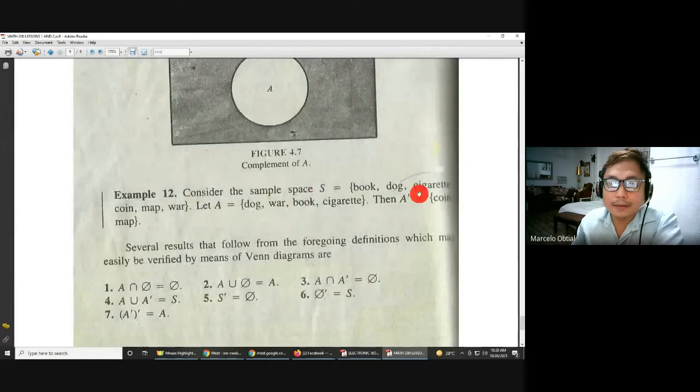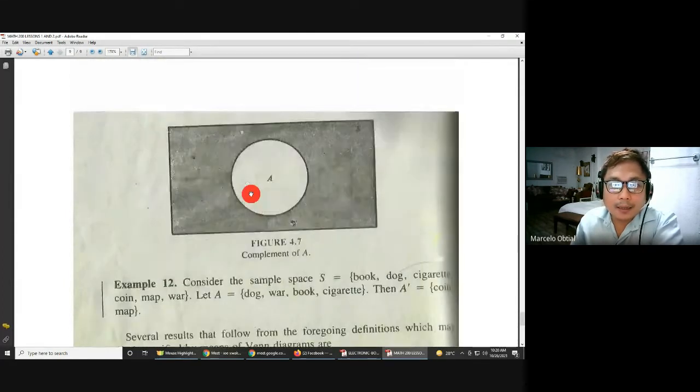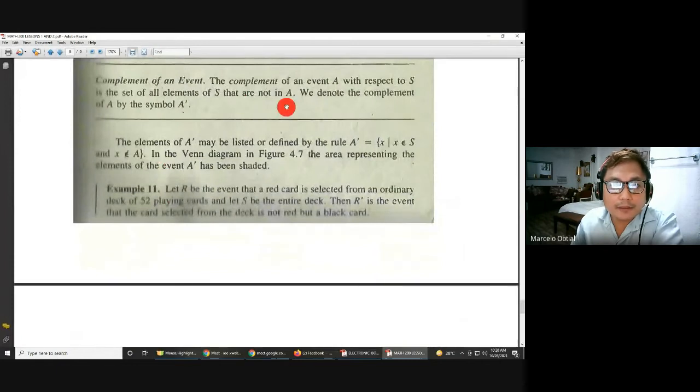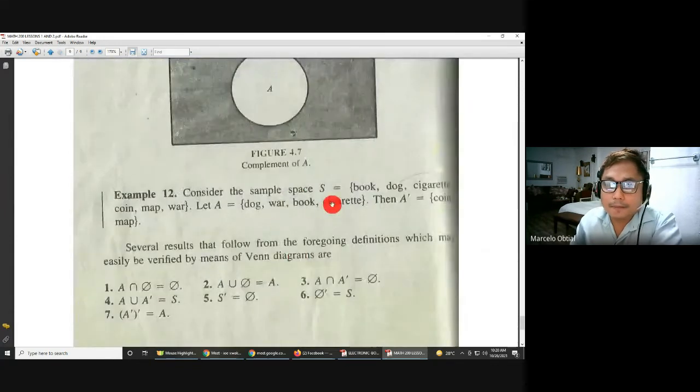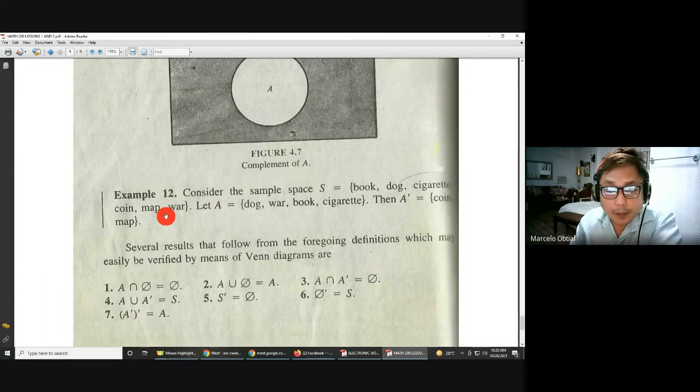In this example, S should be given. In number 4, always S should be given, because the meaning is with respect to S. If S is not given, we cannot answer this operation of events, number 4. Example: S consists of the elements book, dog, cigarette, coin, map, and war. I told you earlier, it's not always numbers. It can be words, it can be symbols. Now, for example, event A consists of dog, war, book, and cigarette.